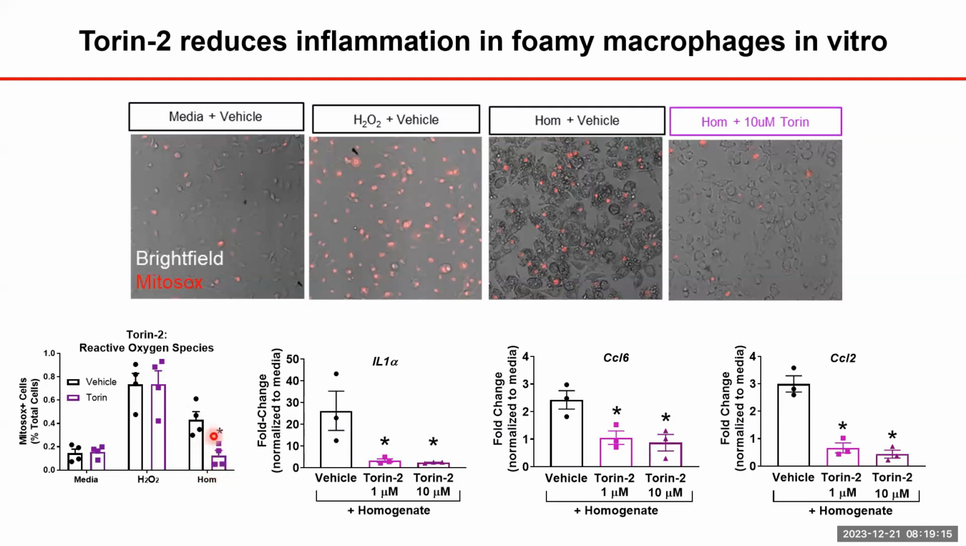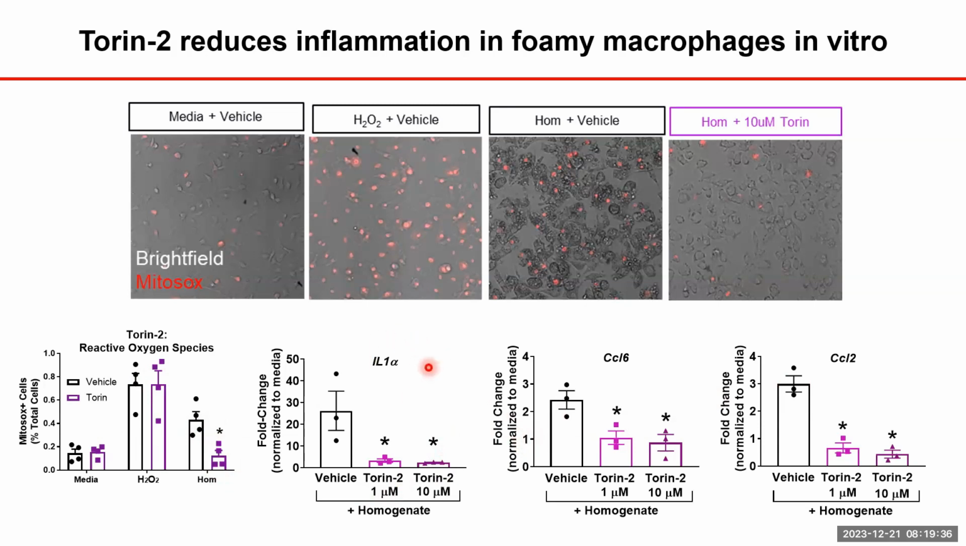with foamy macrophages. So when you treat with homogenate now, the decrease in lipid content that I showed you in the previous slide is now associated with a significant decrease in reactive oxygen species production. Not only reactive oxygen species production, but also a decrease in pro-inflammatory cytokines.